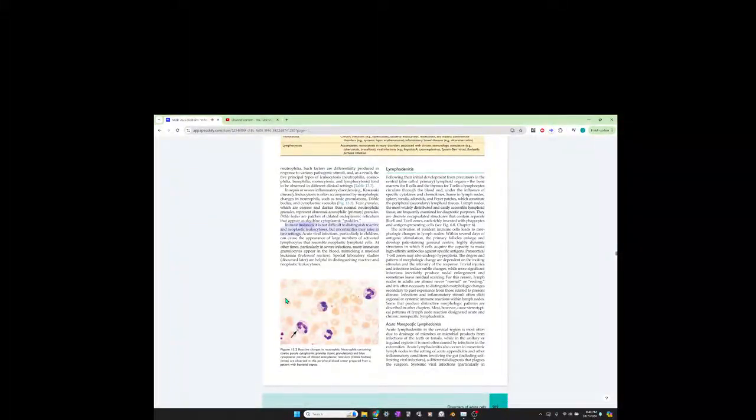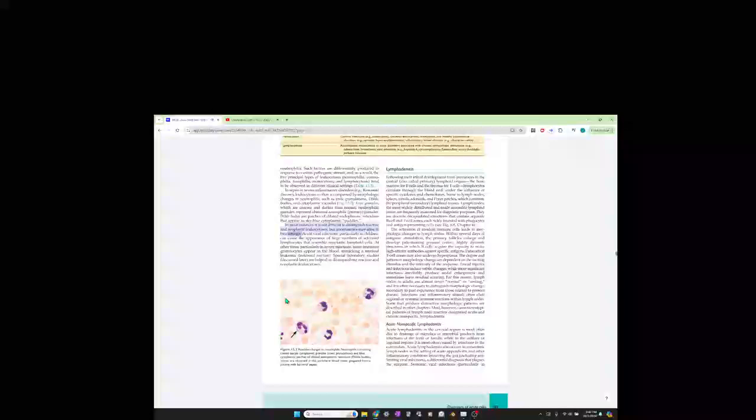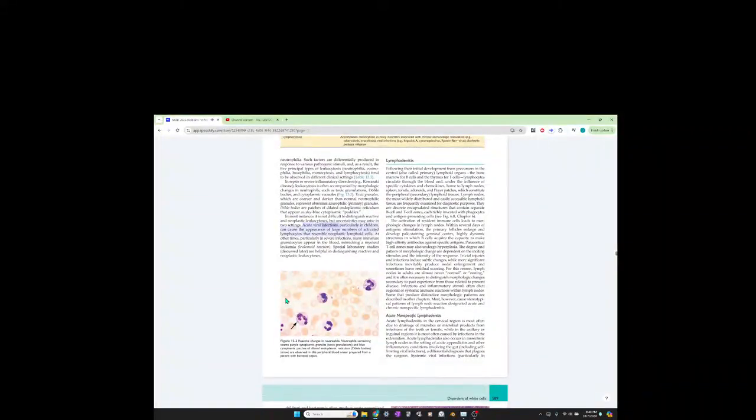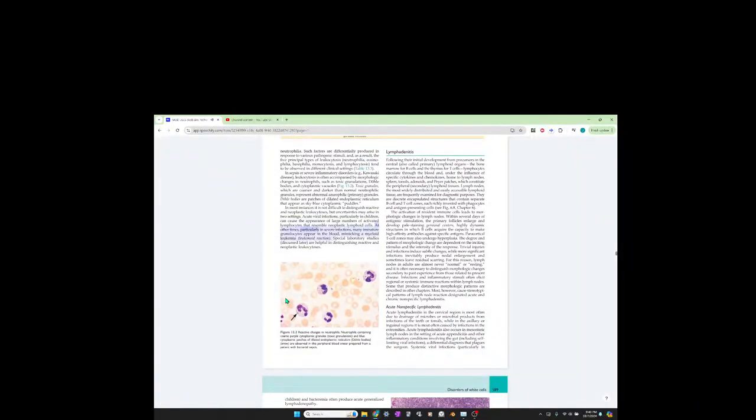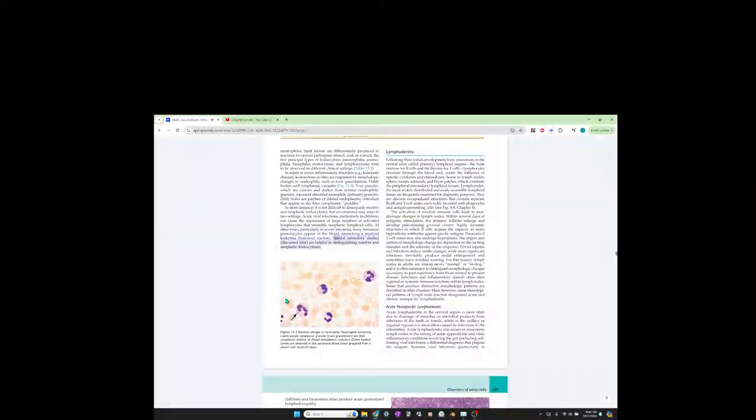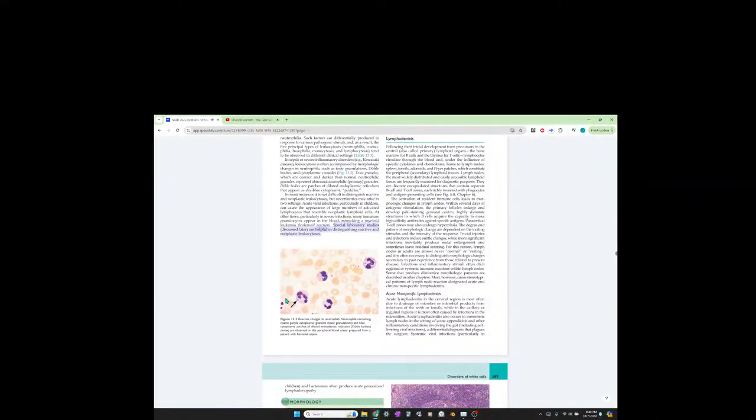In most instances, it is not difficult to distinguish reactive and neoplastic leukocytoses, but uncertainties may arise in two settings. Acute viral infections, particularly in children, can cause the appearance of large numbers of activated lymphocytes that resemble neoplastic lymphoid cells. At other times, particularly in severe infections, many immature granulocytes appear in the blood, mimicking a myeloid leukemia. Special laboratory studies are helpful in distinguishing reactive and neoplastic leukocytoses.